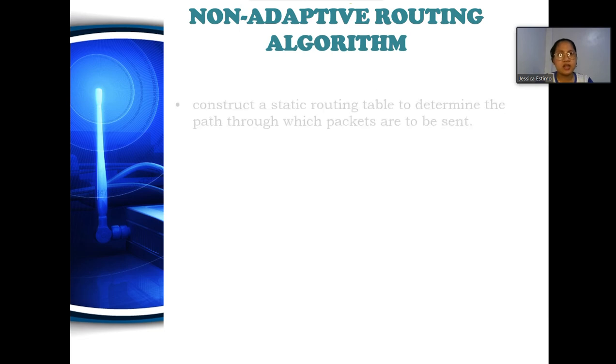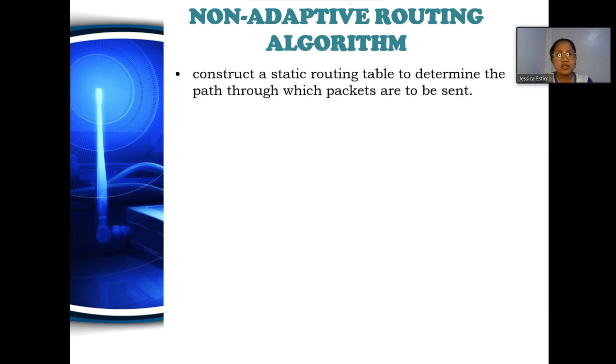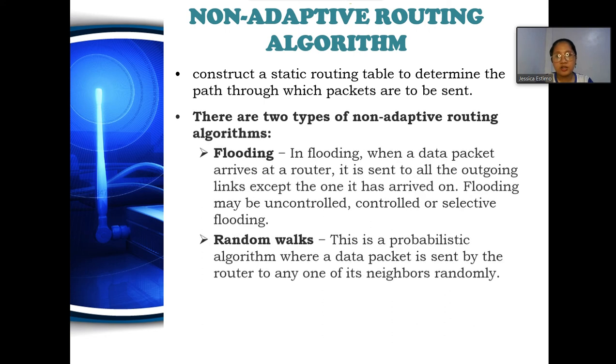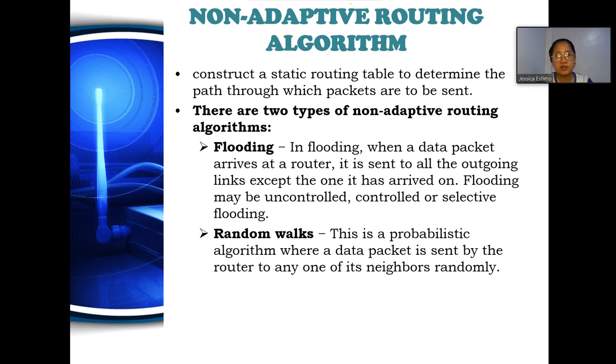In non-adaptive routing algorithms, it constructs a static routing table to determine the path through which packets are to be sent. The static routing table is constructed based upon the routing information stored in routers when the network is booted up. There are two types of non-adaptive routing, namely flooding.